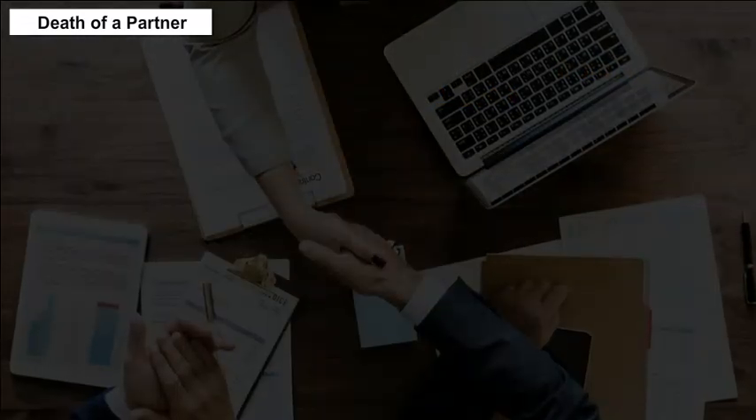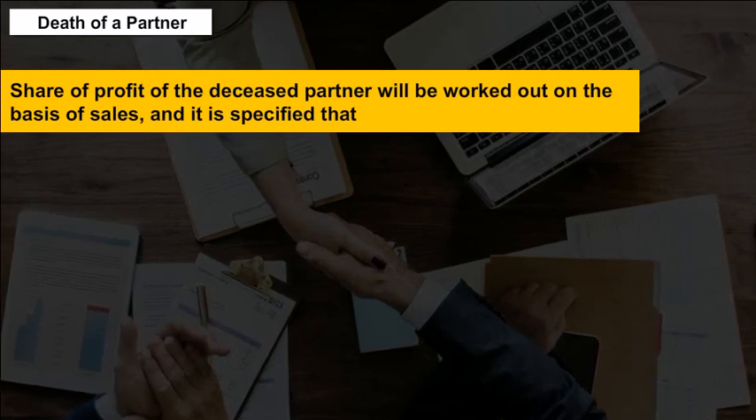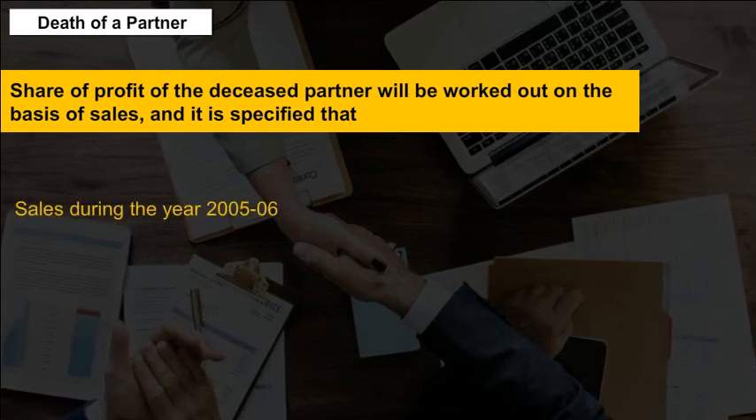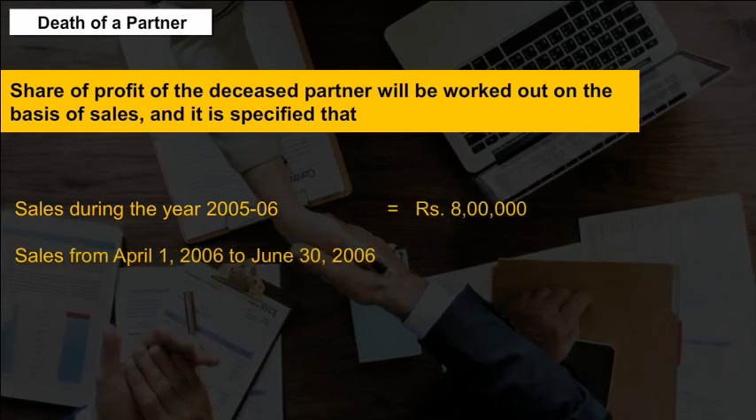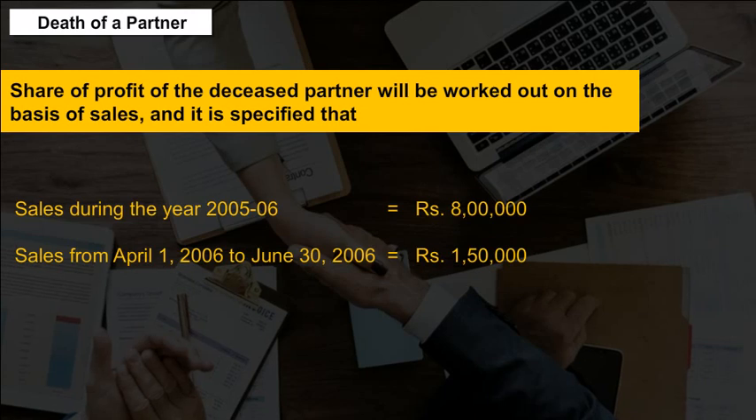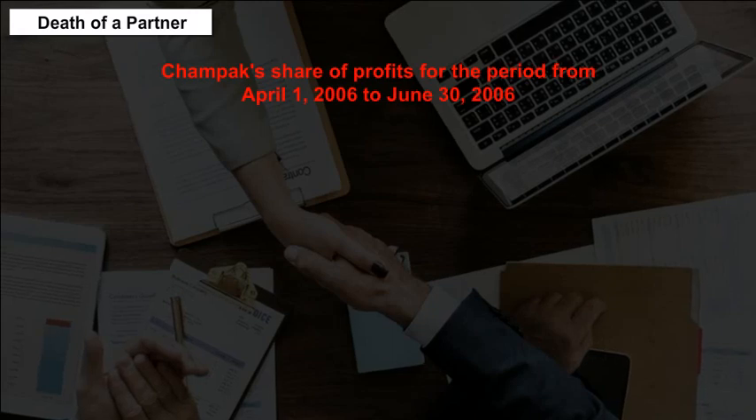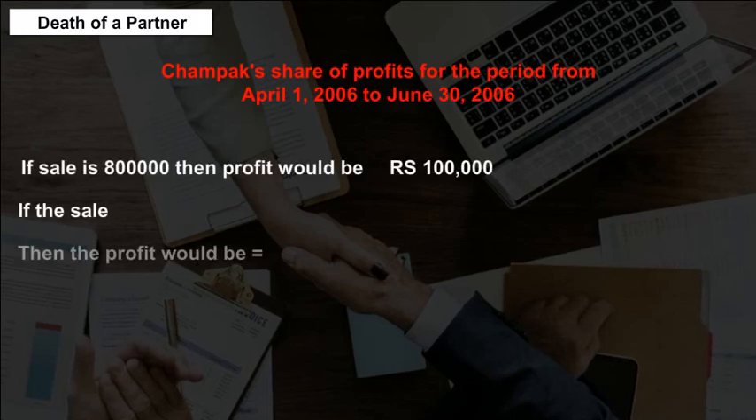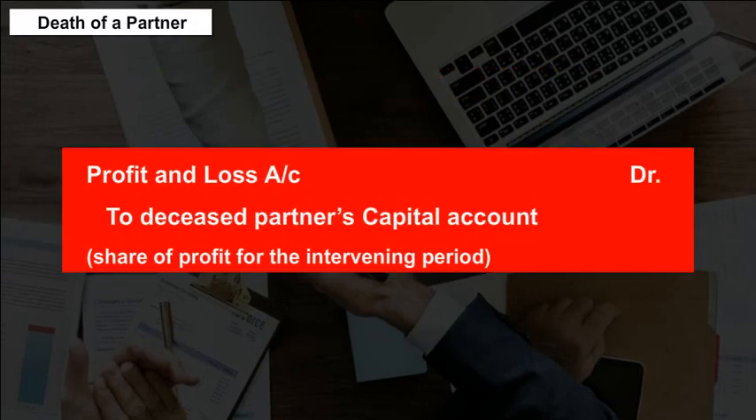If the agreement provides that the share of profit of the deceased partner will be worked out on the basis of sales, and it is specified that the sales during the year 2005-2006 were Rs 8 lakhs and the sales from April 1, 2006 to June 30, 2006 were Rs 1,50,000, Champak's share of profit for the period from April 1, 2006 to June 30, 2006 shall be calculated as follows. The journal entry of the same would be.